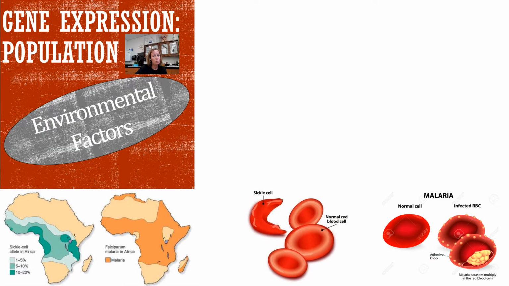All right, take two for this slide. I just messed up. So we're not talking about the individual anymore. We're talking about gene expression in a population. We're looking at how genes are expressed and how different things affect how they're expressed in the whole population. We're going to start with environmental factors, because that's what we just talked about with the individual.